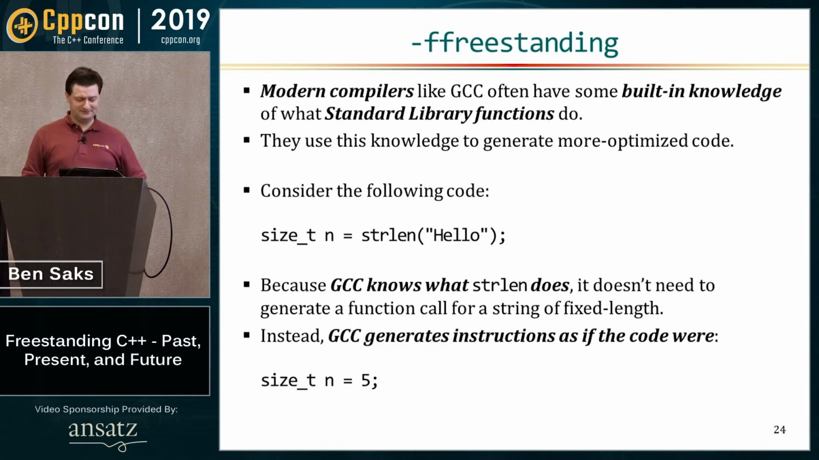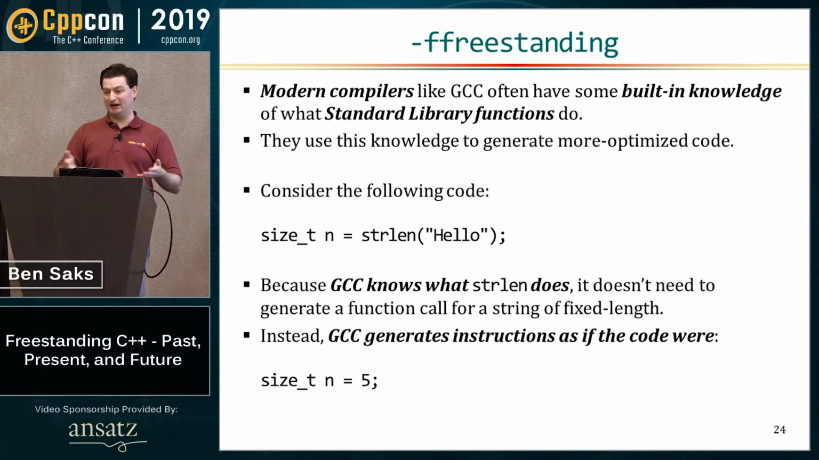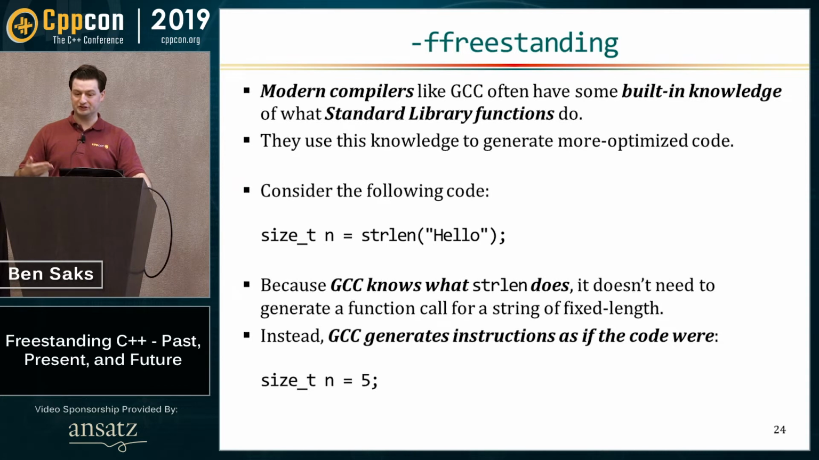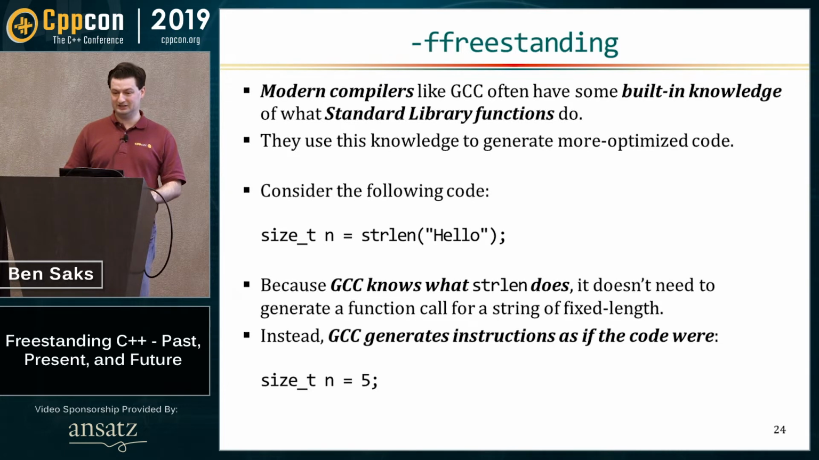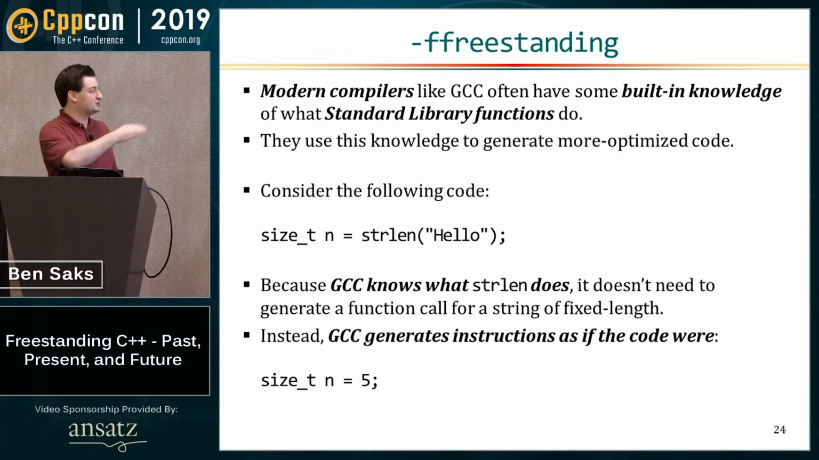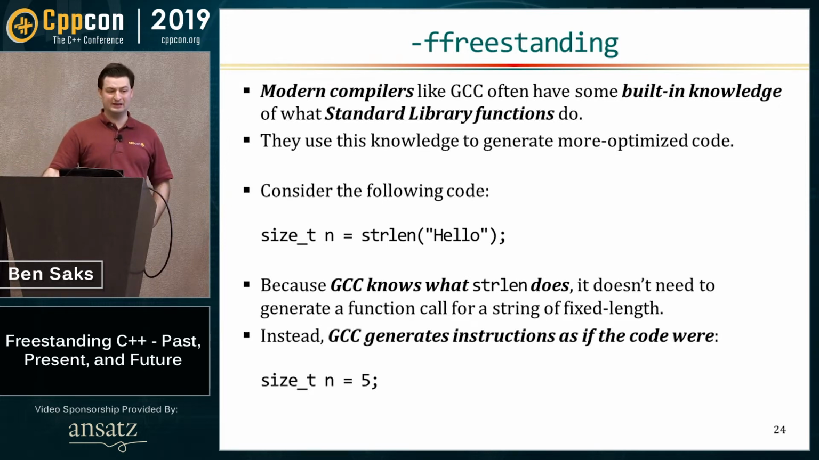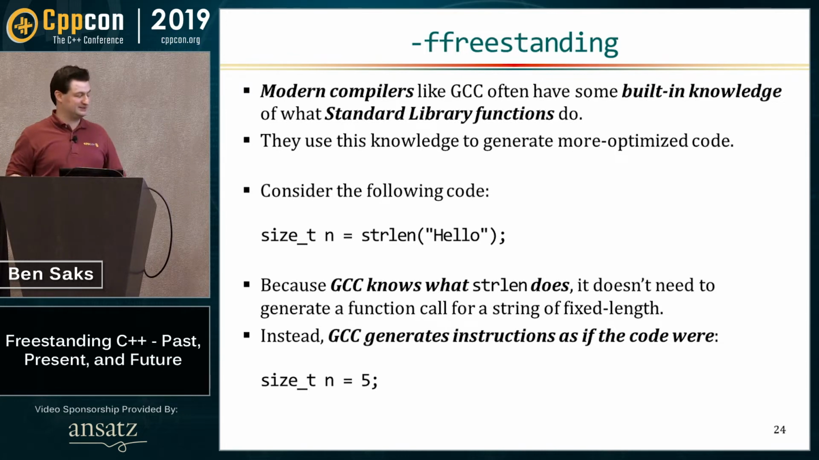What it turns out it does is this: modern compilers don't necessarily just treat the standard library as an opaque black box. They have a certain amount of knowledge about what certain functions from the standard library actually do, and they can use that knowledge to generate more optimized code in some circumstances. So, for example, if I wrote code that looks like this, size_t n = strlen("hello"), and I feed this to GCC, GCC has some built-in information about what the strlen function does. And so the code that comes out the other end doesn't actually include a call to a strlen function from the library. It can see the string "hello", it knows the length of that string at compile time, and it will generate code that looks as if I had just written size_t n = 5. It doesn't actually need to generate a call to strlen.